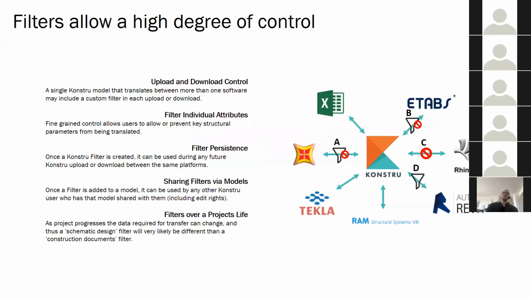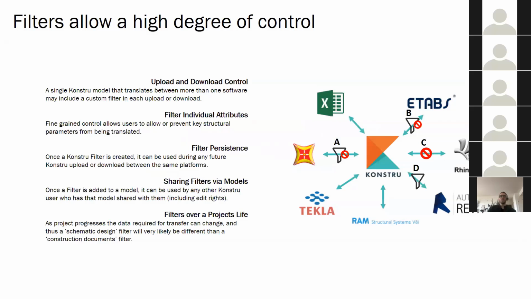Filters allow a high degree of control. Again, it allows you to establish certain elements, focus more on certain attributes, certain metadata, and certain conditions that can go in and out. For example, there's a lot of pieces of metadata that cannot go into Rhino, but there's a lot of pieces of metadata that can go between Tekla and Revit, for example, or Revit and Excel, and so forth.